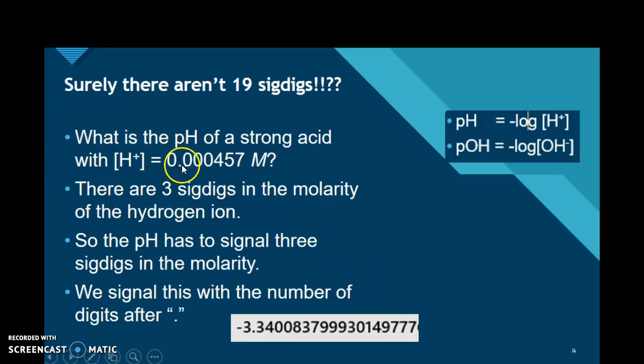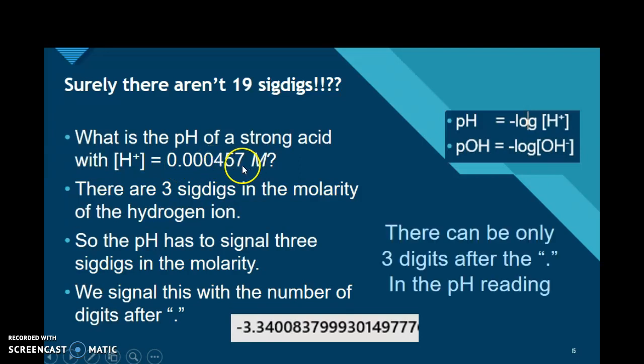Now we look and see that in the molarity of the hydrogen ion there's 1, 2, 3 sig digs. So the pH we get has to signal that there's 3 sig digs in the molarity. And we signal this with the number of digits after the decimal point. So we see 3 sig digs here, so there can only be 3 digits after the decimal point in the pH reading. And we do that. This is how we round it off.